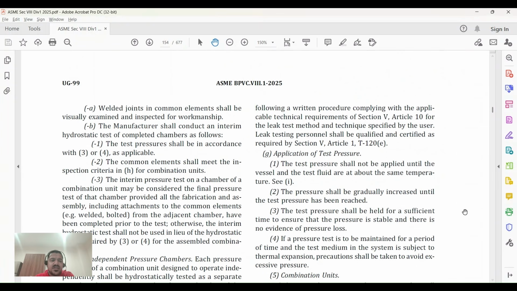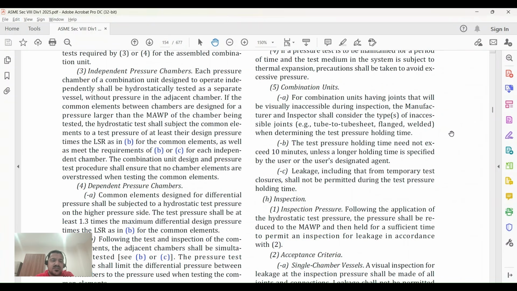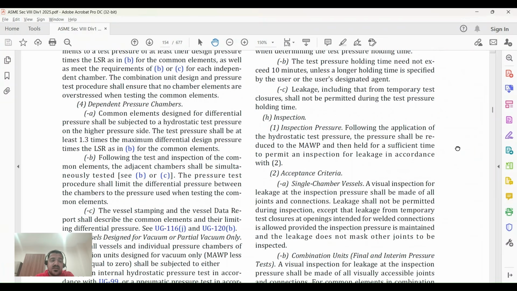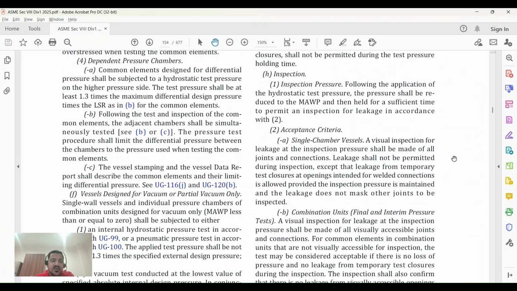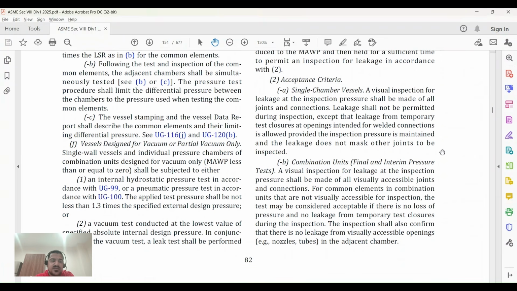So we are here, skipping subclause F. No, E. Yeah. What F says is, when the vessel is designed for vacuum or pressure-vacuum only, the requirement of UG 99F needs to be followed.